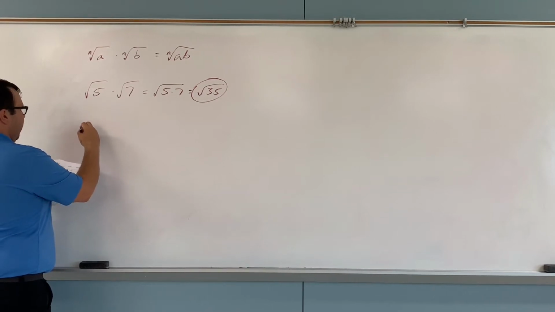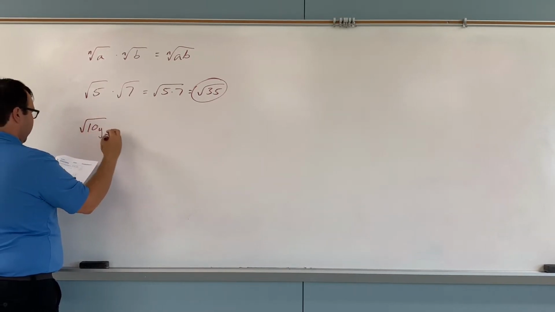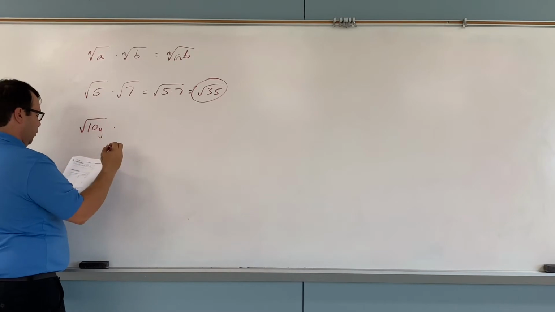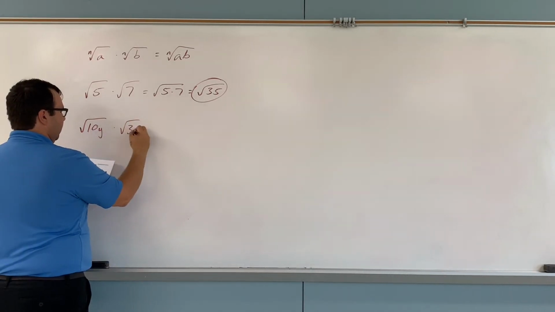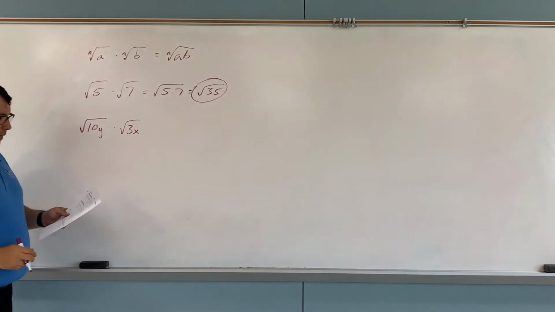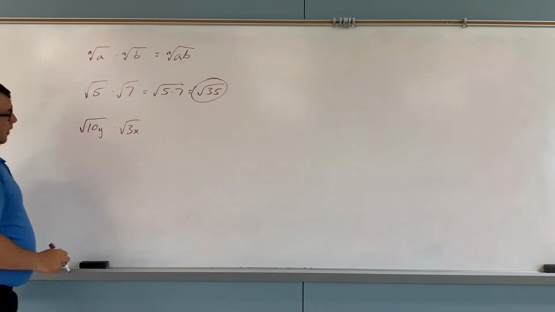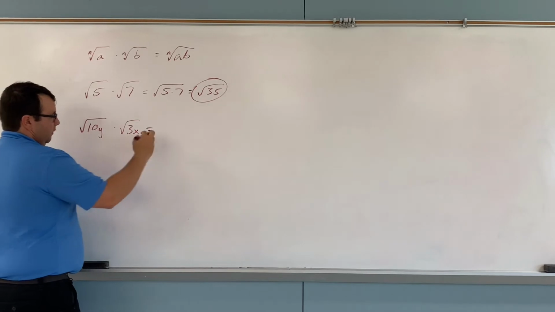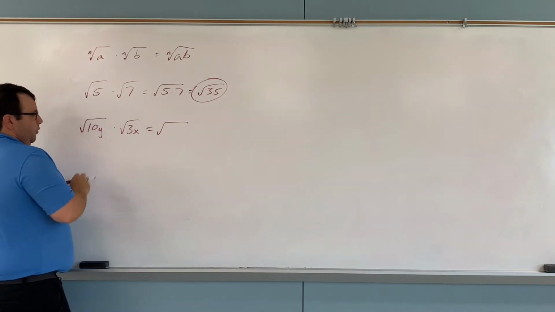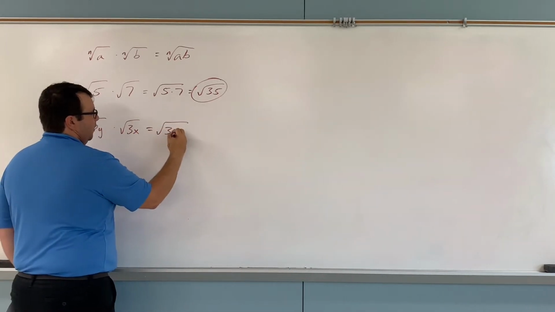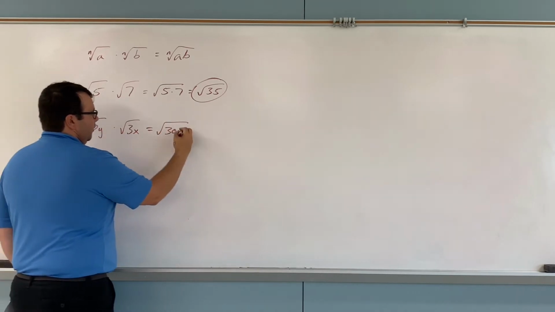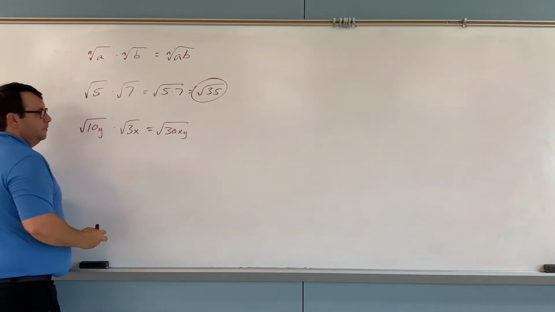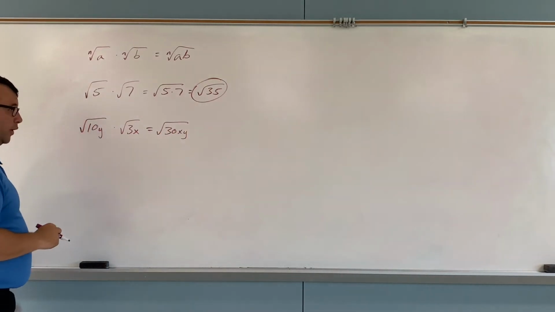What does it look like if I have variables? Well, let's take the square root of 10y, multiply it against the square root of 3x. What you're going to do is simplify it by combining. They have the same root index. You have the square root of 10 times 3 is 30, y and x, so you have xy. And that's it. Pretty straightforward, actually.